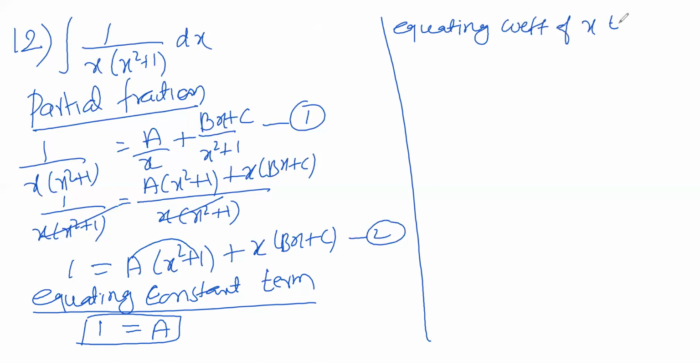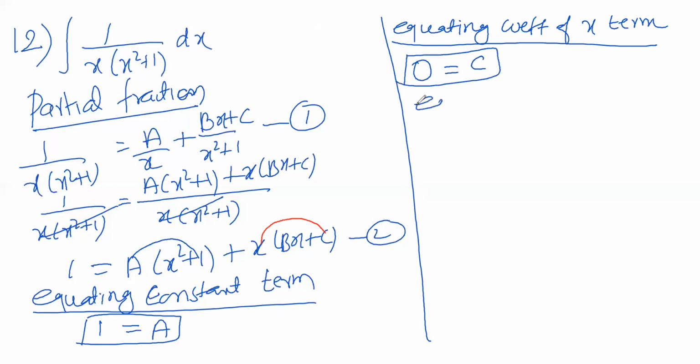Equating the coefficient of the x term on both sides. Since there is no x term on the left hand side, we write 0. On the right hand side, the first term has no x term, and in the second term we have c into x. So the x term on the right hand side is c, and c is equal to 0. The value of c is 0.